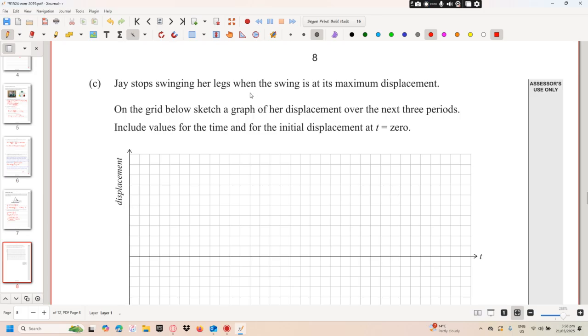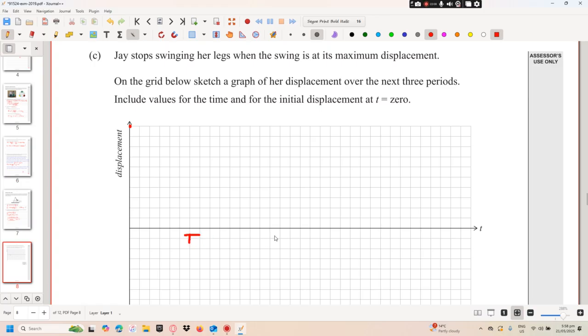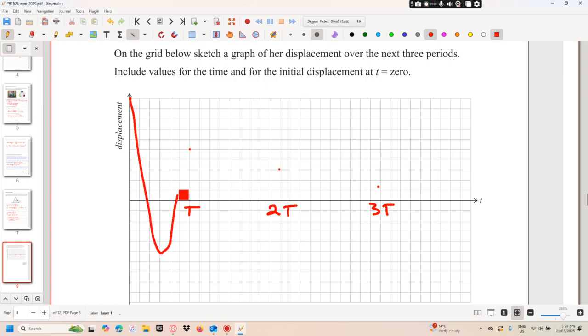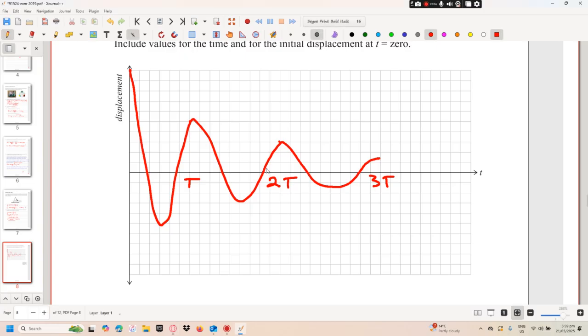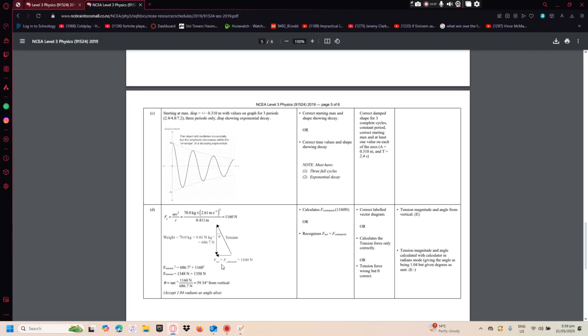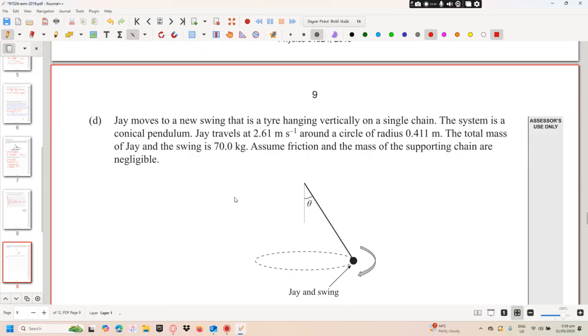Over the next 3 periods, you stop swinging your legs when your swing is at a maximum displacement. Okay. This can be 1 period, this can be 2 periods, this can be 3 periods. So after 1 period, she's probably at here. Let's figure it out, right? After 1 period, we'll say she's here, and then here, and then here. That seems good enough. Do 2 peaks and then W. Let's go. I seem to have labeled that right. That's fair enough.